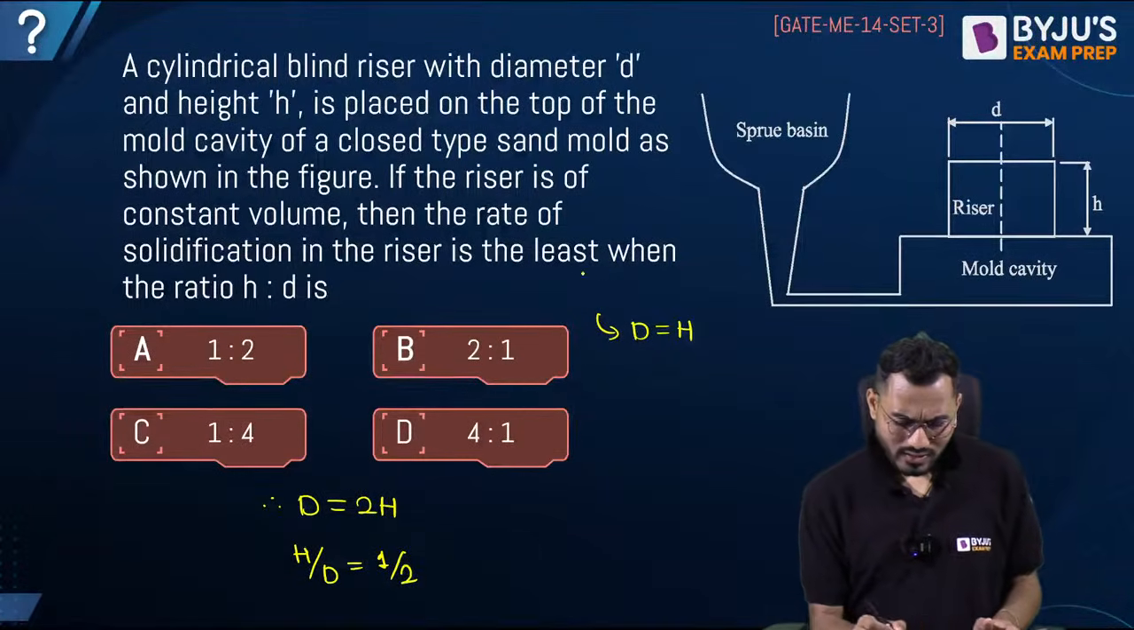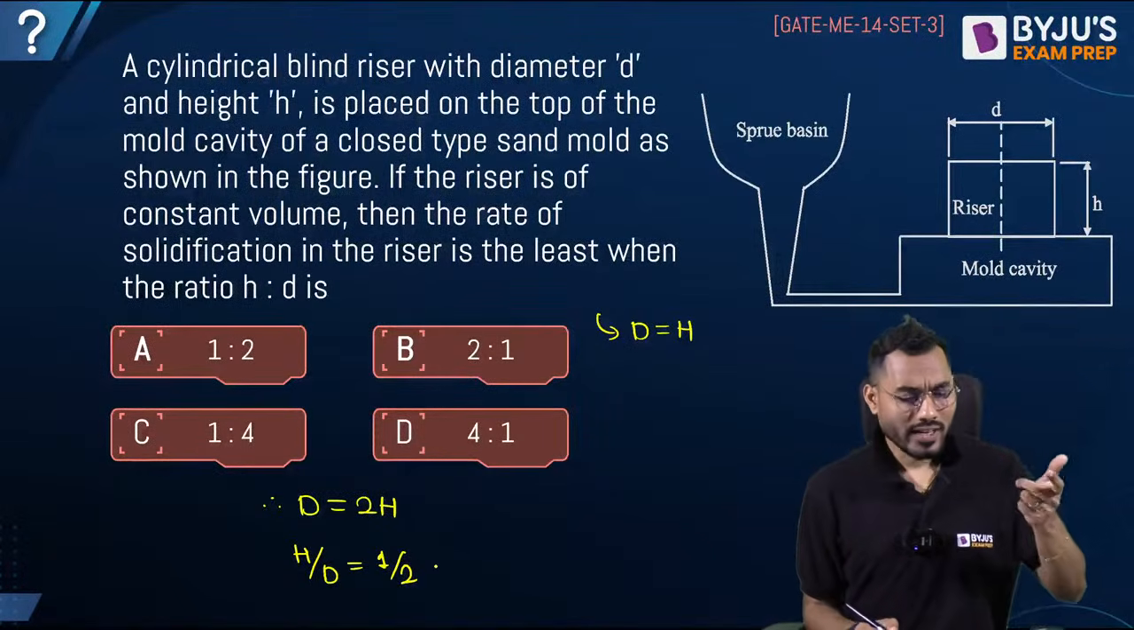The rate of solidification in the riser is the least when h by d is 1 by 2. What is the answer? A is the correct one. Absolutely correct.